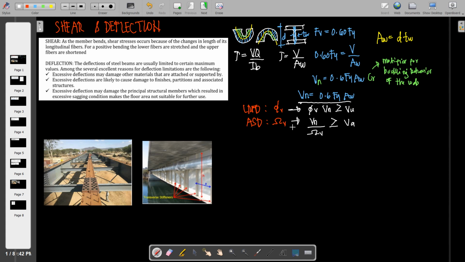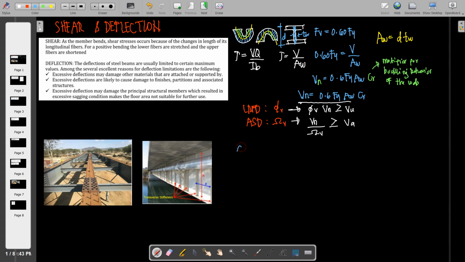Okay, so before we are going to have this formula, actually we have Cv here. So what's added here is just the Cv. So Cv is computed in a lot of ways depending on the value of our comparison between h and tw. Okay, so we have here a lot of cases.